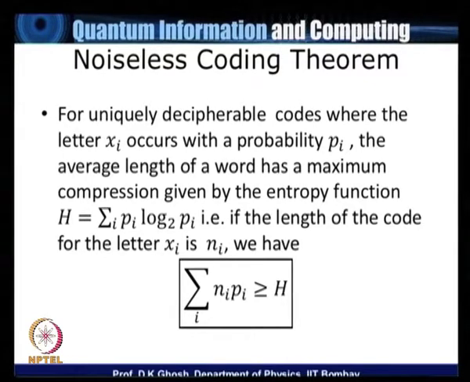What Shannon's noiseless coding theorem says is the following. If you consider a uniquely decipherable code where the letter x_i occurs with a probability p_i, the average length of a word, which consists of several letters, has a maximum compression which is given by the entropy function, and that is H equal to minus the sum over i of p_i log p_i. There is a minus sign missing in that slide. And so, suppose I use for the letter x_i a code of length n_i, then I must have the sum over i of n_i p_i, which is the average length of my letters, must be greater than the entropy function that we talked about.